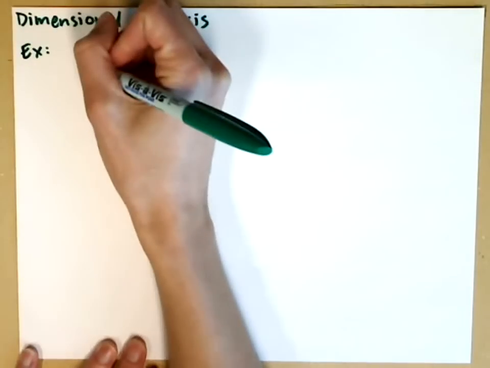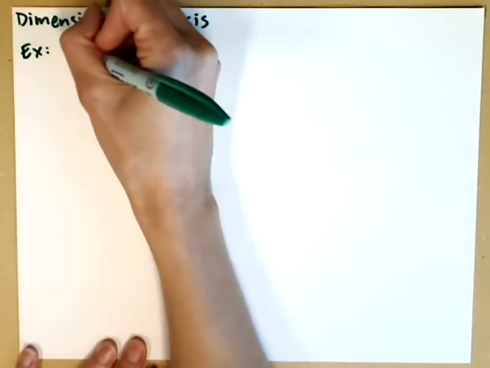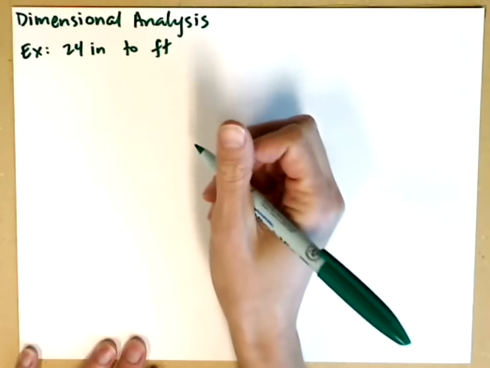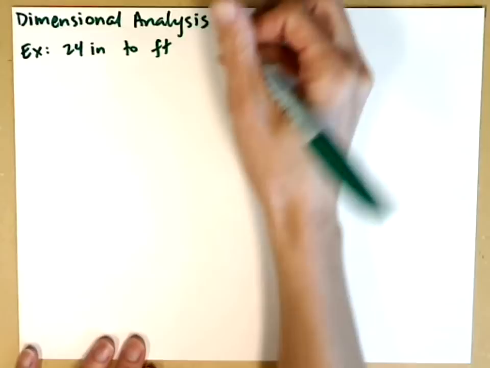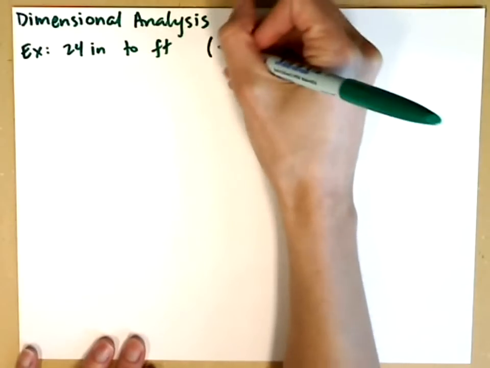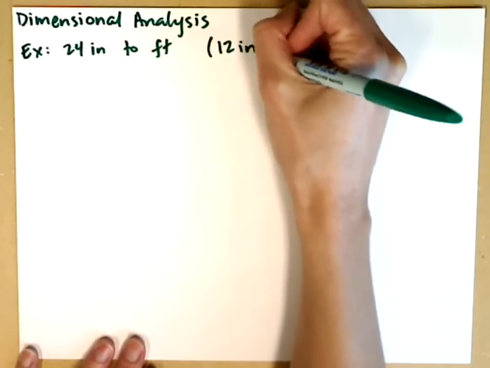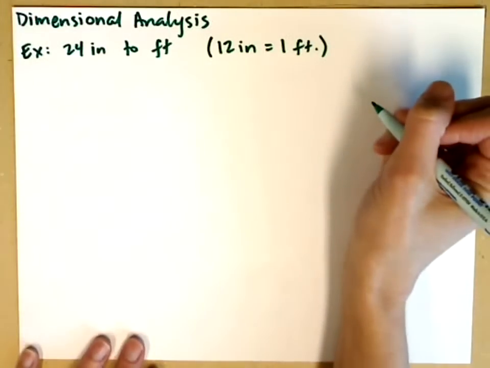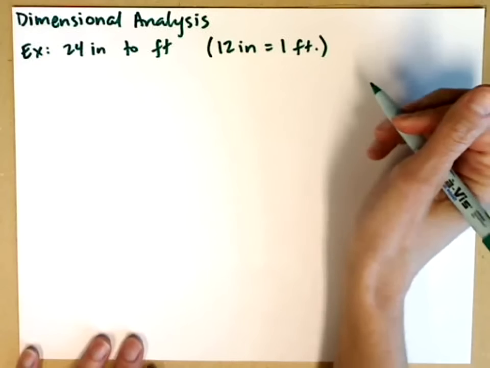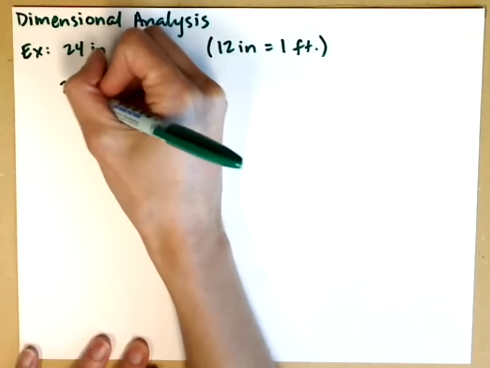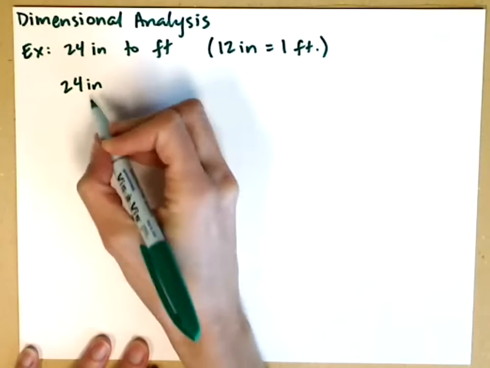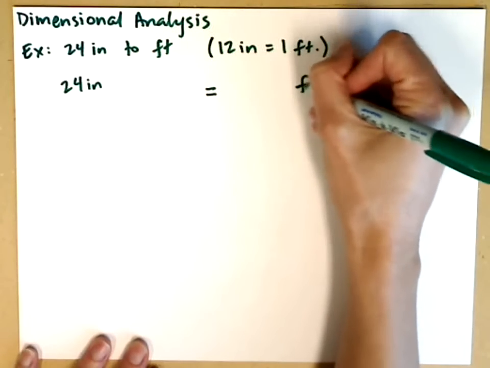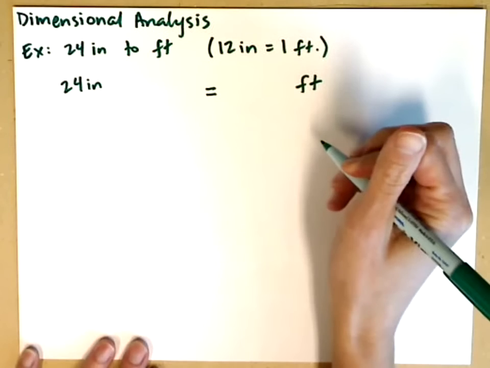For our first example, we're going to start by converting 24 inches to feet. I'm starting with one that you're probably familiar with. We're going to use that equivalent that says that there are 12 inches in 1 foot. So 12 inches equals 1 foot. When I'm doing dimensional analysis, I start with the given information on the left. I'm going to work through the conversion. On the other side of the equal sign, I'm going to end up with the correct answer in feet.